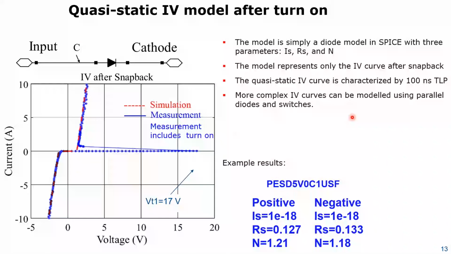Let's look at the quasi-static IV model here. In the plot, it's current here, voltage here, negative branch, positive branch. On the positive branch, we see in the measurement the voltage overshoots and snapback. This is deep snapback. It snaps back from 18 to 2 volt.